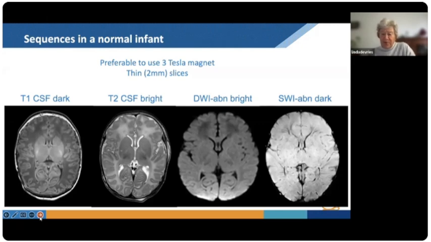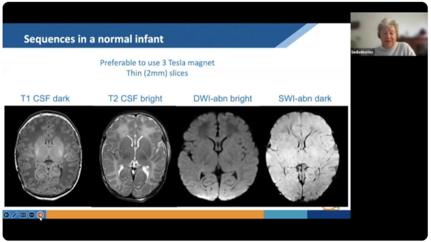It's also very important to remember that you need to have thin slices to see the detail that you would like to see. So if people are using 5 mm slices, then you're going faster through the brain, but you also lose a lot of data.